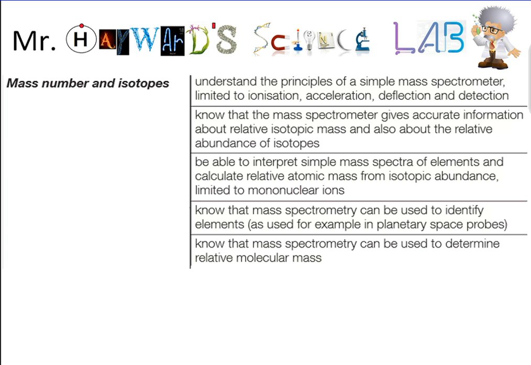Okay, it says mononuclear, so you're not looking at more than one. So that was what we did for chlorine. You've got other examples in your book that you'll be trying to do. And second to last one, know the mass spectrometer can be used to identify elements as used, for example, in planetary space probes. So have a look at different things where mass spectrometry can be used. And know that mass spectrometry can be used to determine relative molecular masses. Like I said, you go into this in more detail, but you can also use it to determine molecules and the relative molecular masses of molecules. That's all you need to know about it, though.